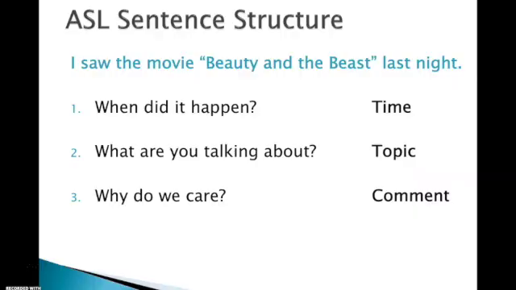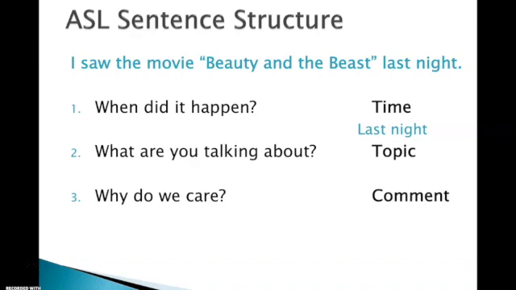All right, let's try another example. I saw the movie Beauty and the Beast last night. Well, think about what our time is. Our time is last night. Now, in English, we could have put that anywhere. Last night, I saw the movie Beauty and the Beast. Or we can say, I saw the movie Beauty and the Beast last night, and go anywhere.